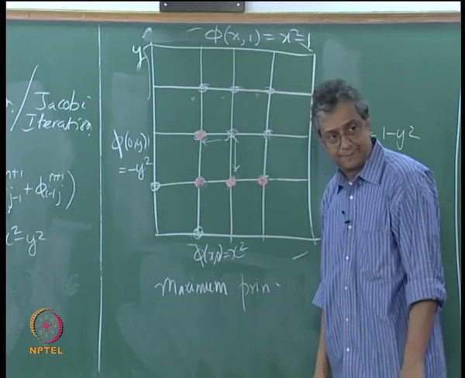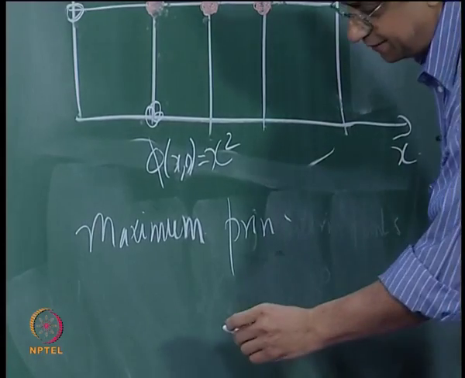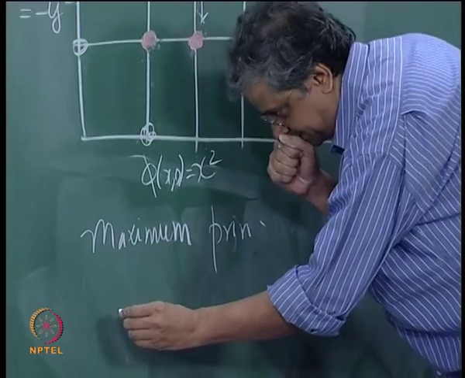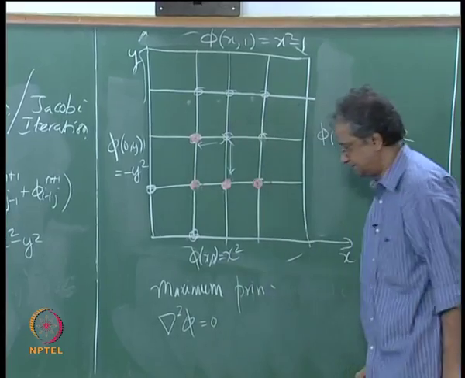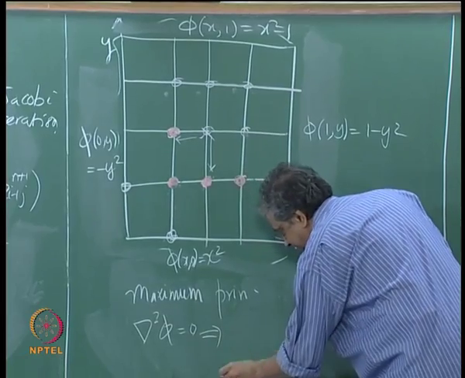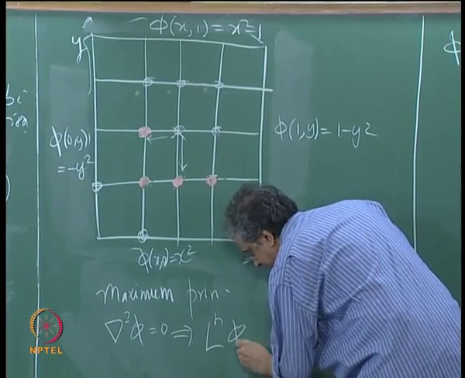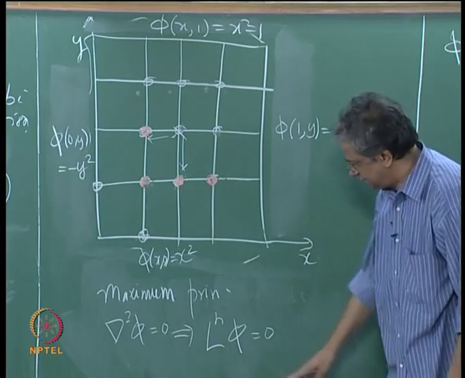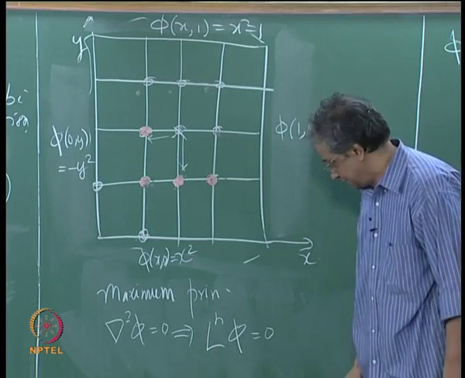I'll just say maximum principle. Okay, fine. So what we are saying is, if I instead of writing the system of equations, if I have, I'll still write it as nabla squared phi equals 0. So I've replaced this by some, what shall I call it, L of h phi equals 0, right. So this is some system of equations, that is what we called it, right. H is the grid size, okay.